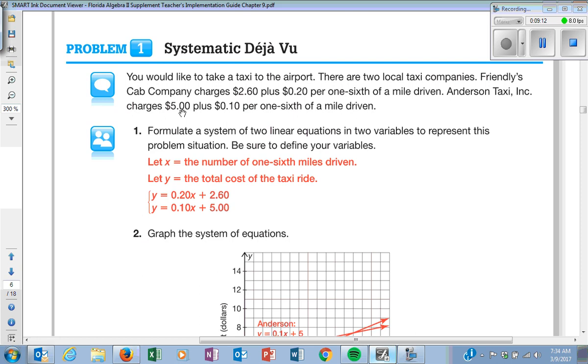And so what we're going to figure out is at what mile it's going to be better for me to take the second one than the first one. You with me on this? That's a real world problem, correct? Does this have to be taxi driving?